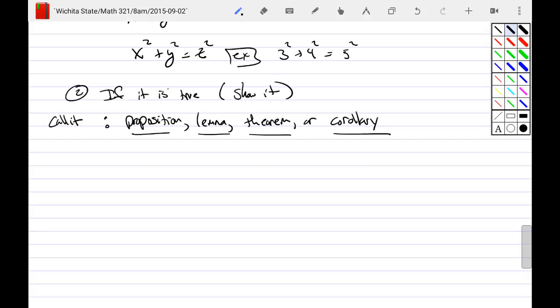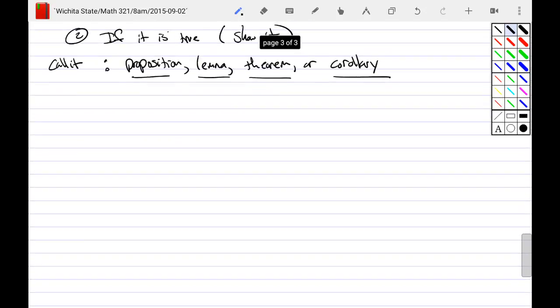Is everybody okay with why we would pick different terms? It's really just a measure of importance. I suppose we could call everything a theorem. That'd be like everybody gets a first prize for showing up. So, all right. And we're going to use proofs to show these.